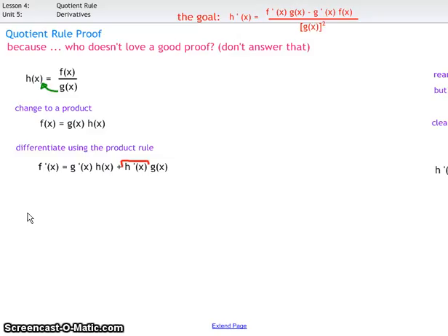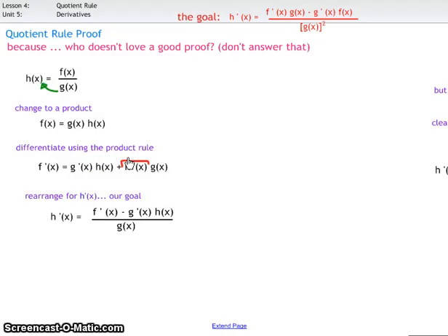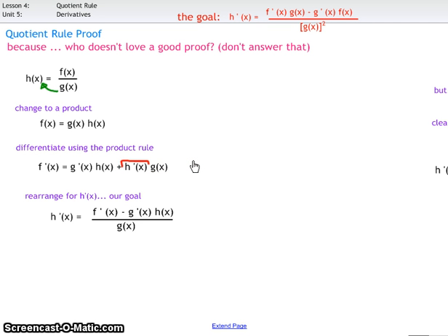So if we take this function and rearrange it for h prime of x, this is what we're going to get. So this would have happened in a couple of steps. The first thing you would have done here was you would have taken g prime of x times h of x over to the other side, and then when you had h of x times g of x, you would have divided by g of x, and that would have isolated h prime of x by itself. Okay, so we're getting there.